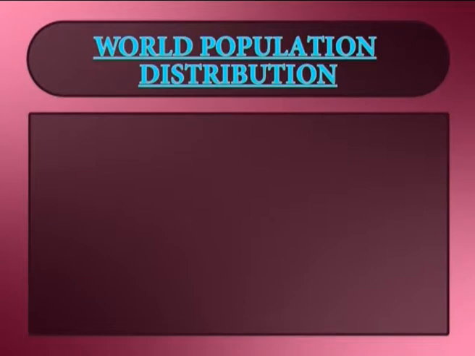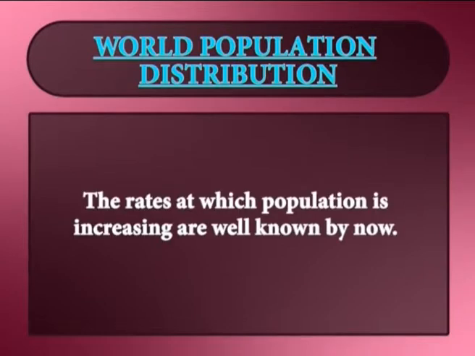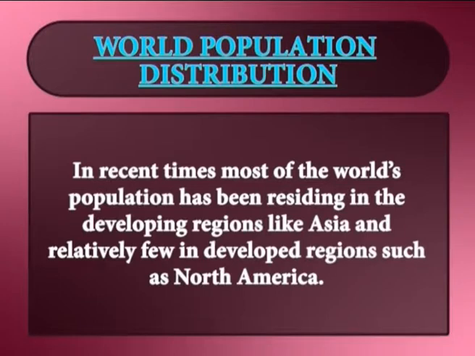World population distribution. The rates at which population is increasing are well known by now. World population is increasing at alarming rates, and a characteristic feature that has been noted is diversion of population from developed to the developing regions of the world. In recent times, most of the world's population has been residing in developing regions like Asia and relatively few in developed regions such as North America. The projections estimate that more than 50% of these will be residing in the least developed regions.